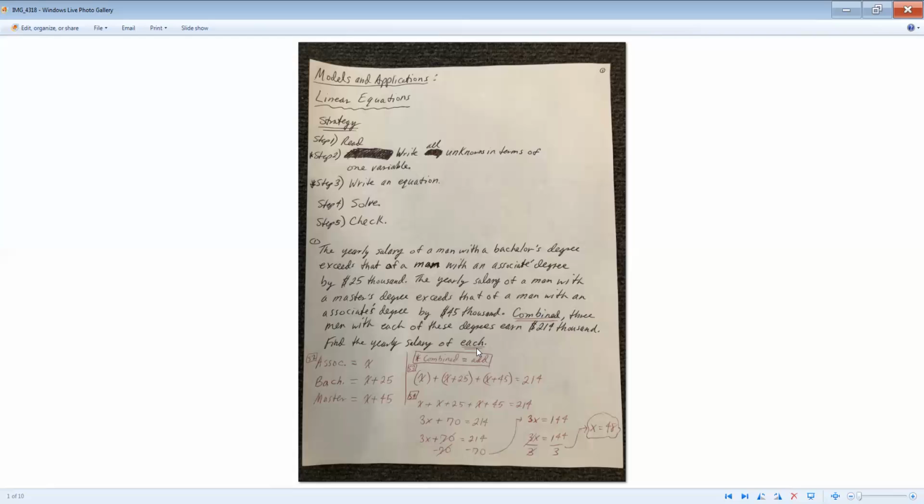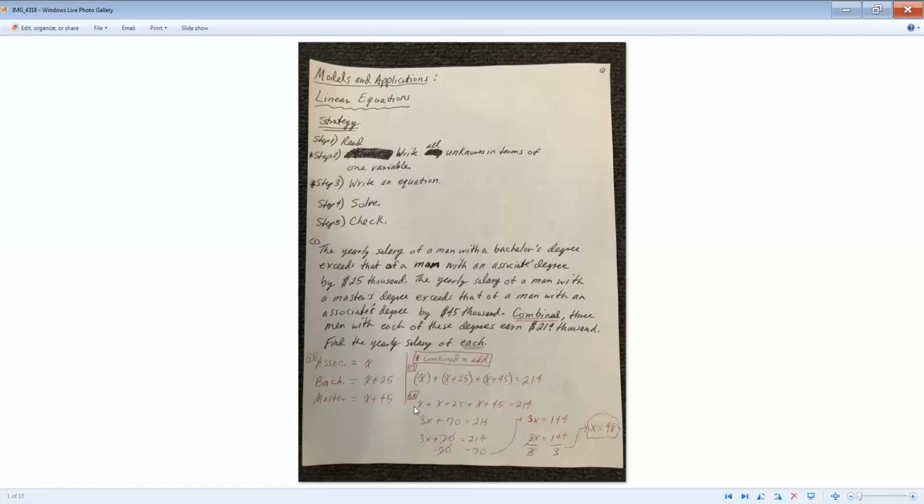The 3 men with each of these degrees will earn $214,000 combined. So if you're talking about combine, that means you're talking about adding them together. So if you add each expression together and then set them equal to 214, that will represent that statement. When you combine them together, they equal $214,000. So from there, once you set up your equation, you can go ahead and solve. There was nothing holding these parentheses here. I just used them in order to establish what was actually being added.